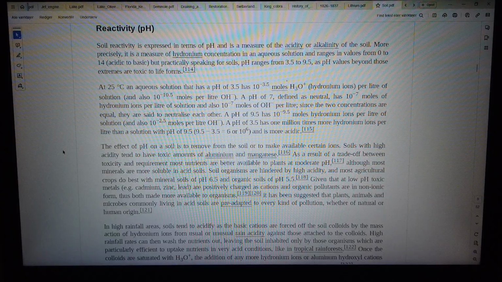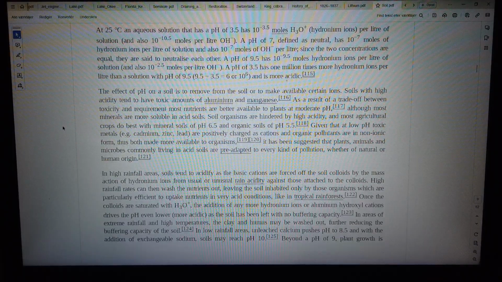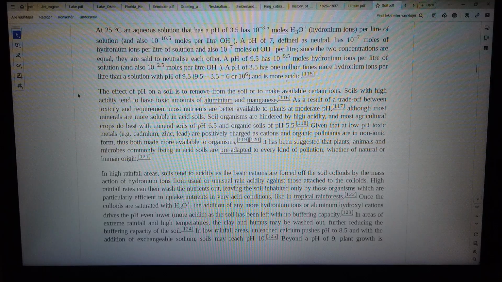115. The effect of pH on a soil is to remove from the soil or to make available certain ions. Soils with high acidity tend to have toxic amounts of aluminium and manganese.